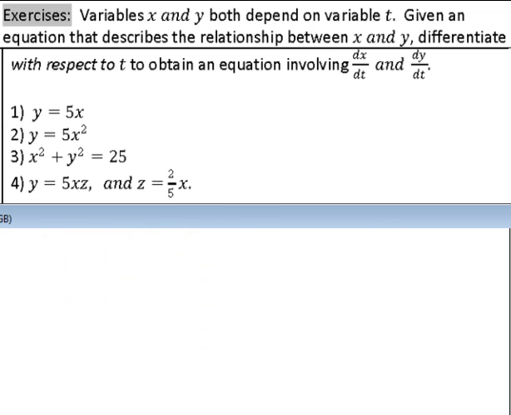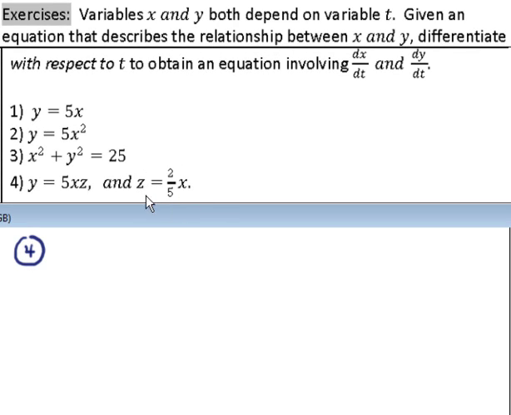All right, in number 4, we still want dx/dt and dy/dt, some equation that gives us the relationship between dx/dt and dy/dt, but we have a z in here. But we have an equation that tells us that z is equal to 2/5 x. So what we're going to do is first use this equation to get rid of z from this equation, and then we'll be able to differentiate with respect to t and get dx/dt and dy/dt.